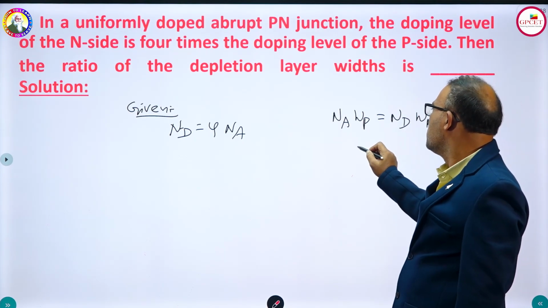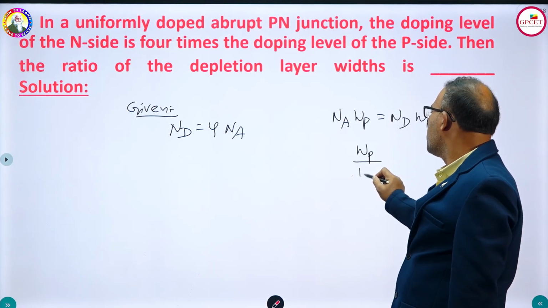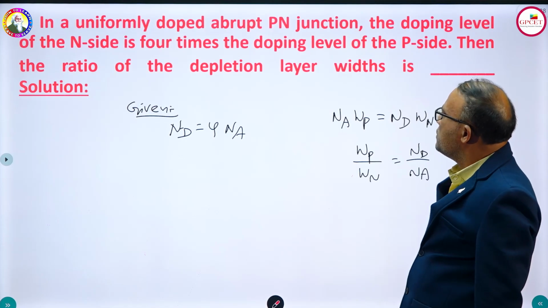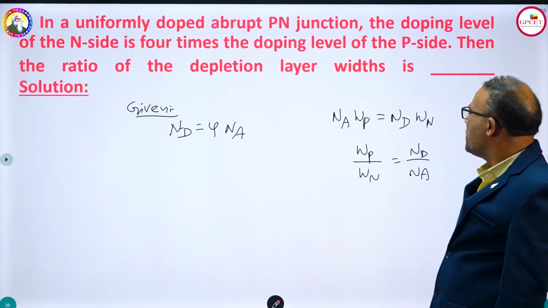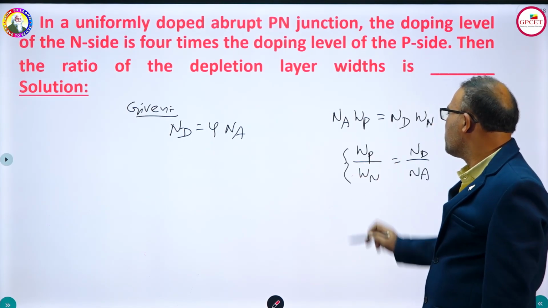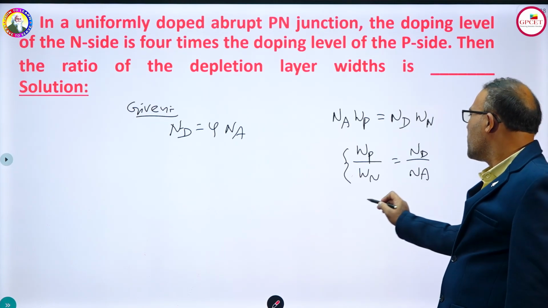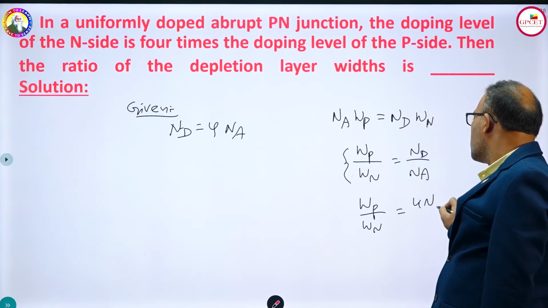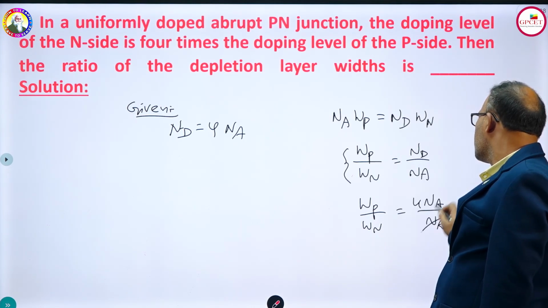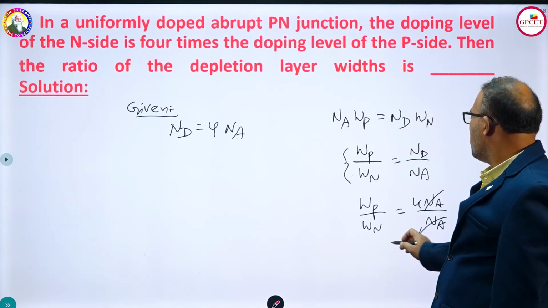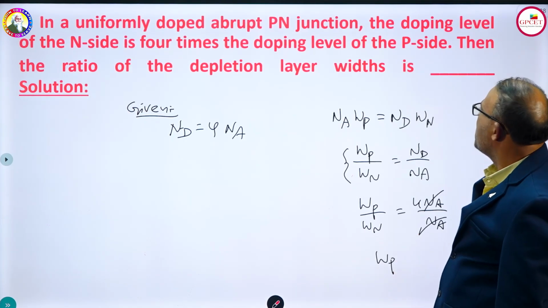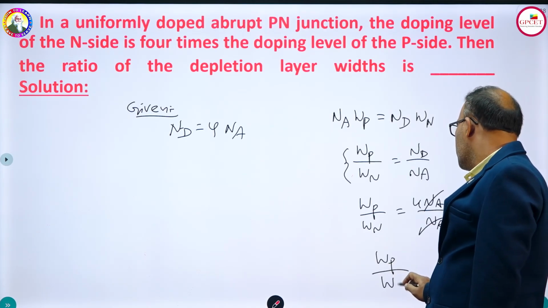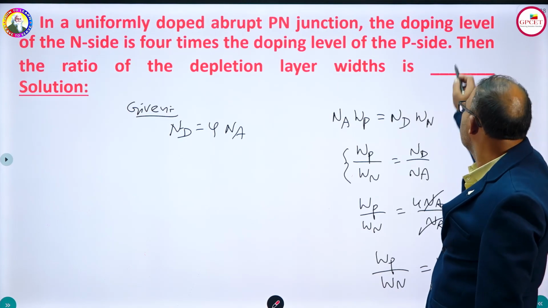So therefore Wp divided by Wn is equal to Nd divided by Na. He has asked for the ratio of the depletion layer widths. Nd is equal to 4 Na. So Wp by Wn is equal to 4 Na divided by Na. So the ratio of depletion layer widths, Wp by Wn, is equal to how much? 4. So the answer is 4.